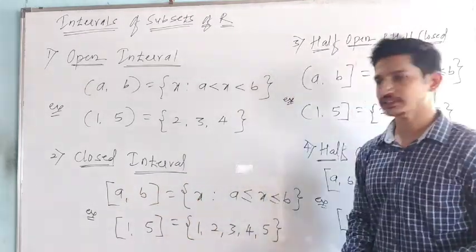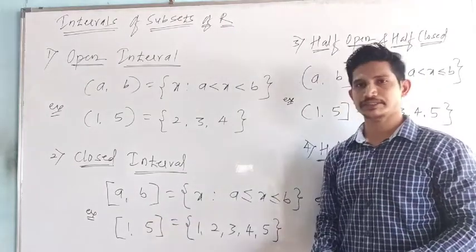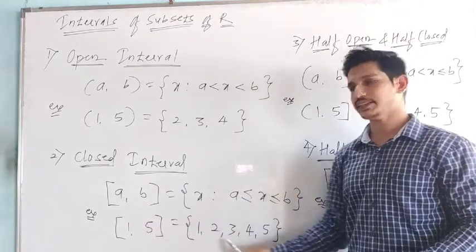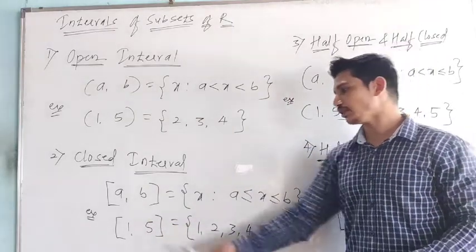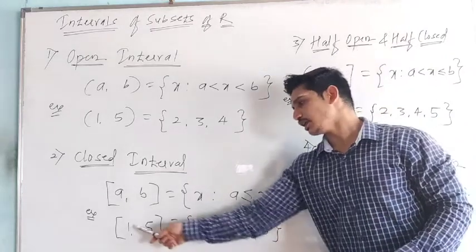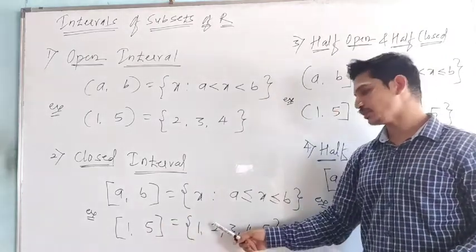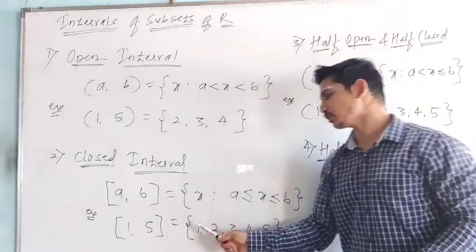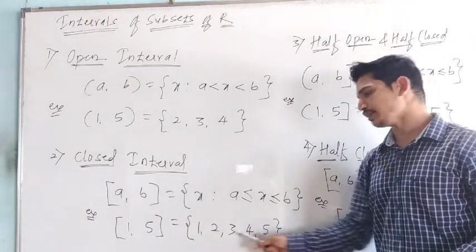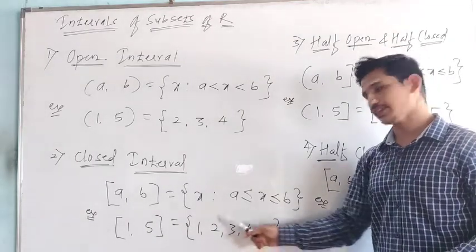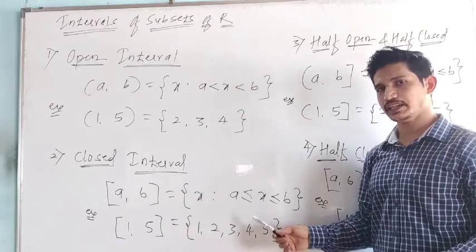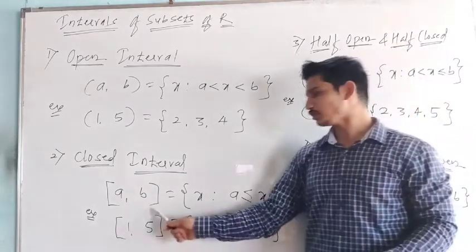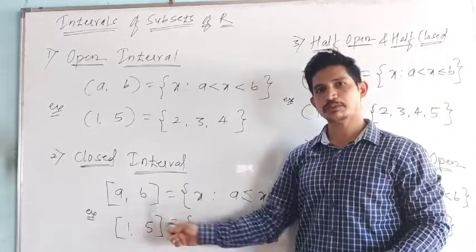For example, just see here the closed interval 1 and 5. All the numbers from 1 to 5 we write here in the set. That's why it is called a closed interval. So 1 also will come here, and the numbers 2, 3, 4 and 5 also will come here. All the boundary points also, and the numbers in between the boundary points we are adding here. So all the numbers we are adding, including the boundary points. So it is called a closed interval. In the closed interval we always write the boundary points also.